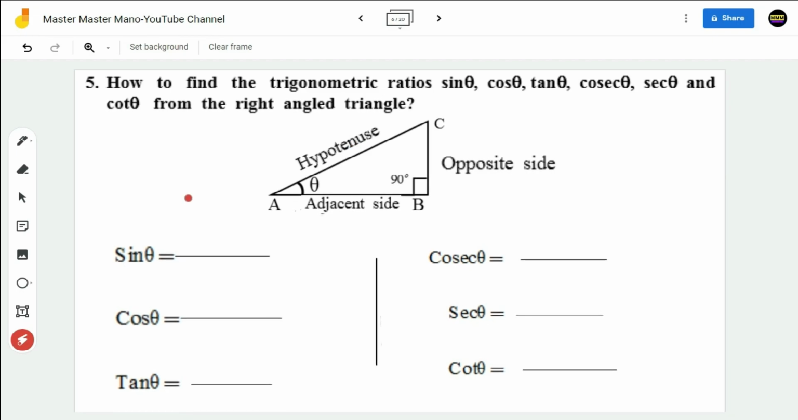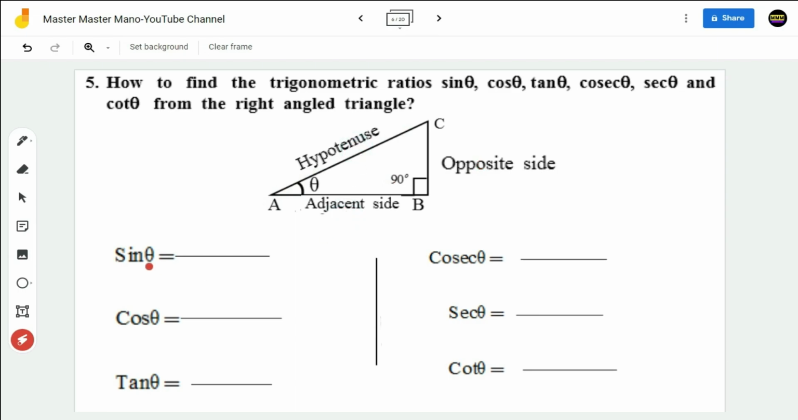Let us go to the fifth question. How to find the trigonometric ratios sine theta, cos theta, tan theta, cosecant theta, secant theta and cot theta from the right angled triangle. ABC is a right angled triangle with angle ABC equal to 90°, angle BAC equal to theta. We know that the side opposite to theta is the opposite side, that is the side BC is the opposite side. The side opposite to 90° is the hypotenuse, that is the side AC is the hypotenuse, and the third side after naming the opposite side and the hypotenuse is the adjacent side.